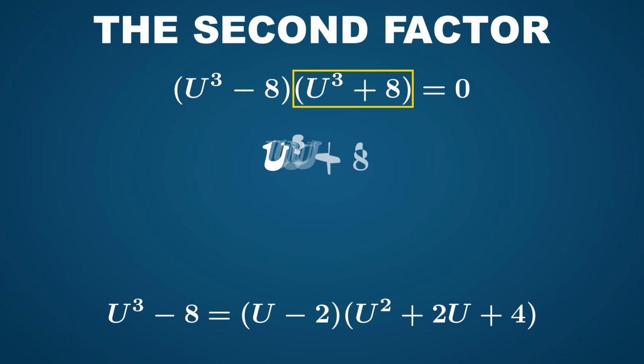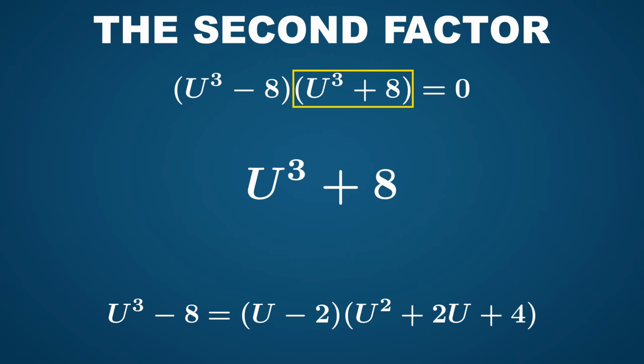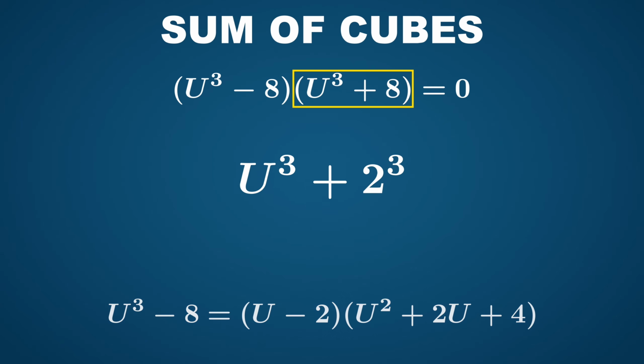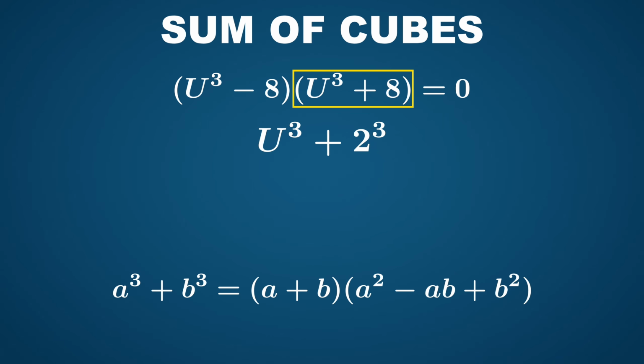Next, we must factor the second part, which is u cubed plus 8. As before, 8 is equivalent to 2 raised to the third power. This makes the expression u to the third plus 2 to the third. We will apply the standard algebraic sum of cubes formula here. The linear factor is the mathematical sum of the two base components. This gives us a new linear binomial factor of exactly u plus 2.